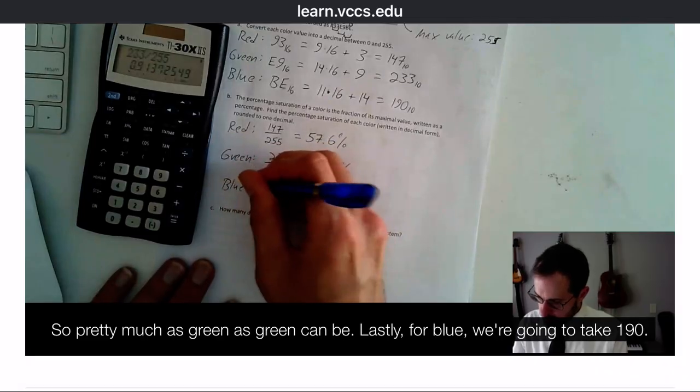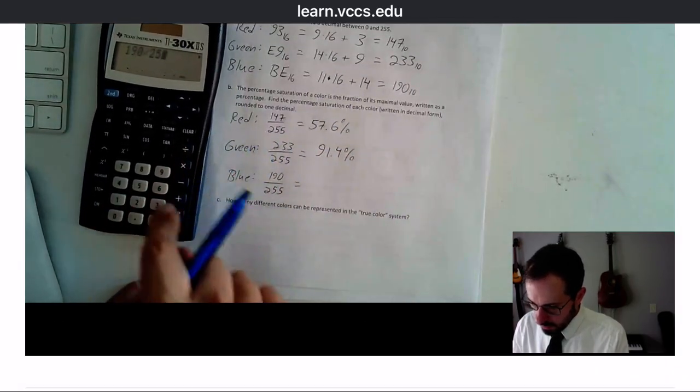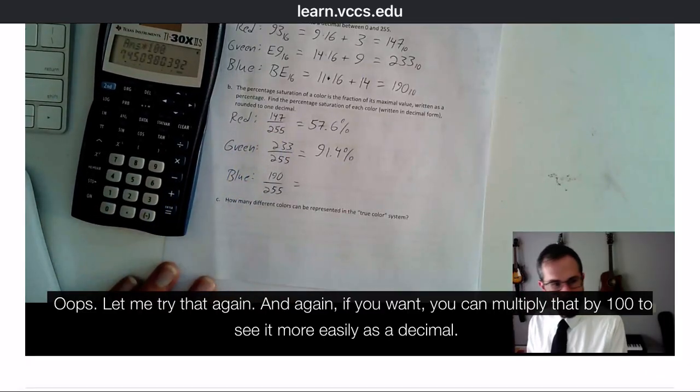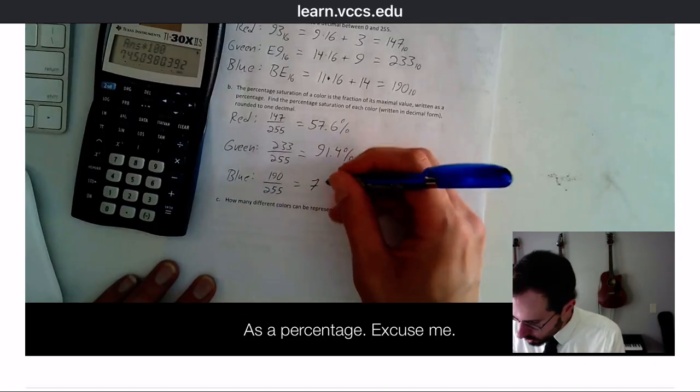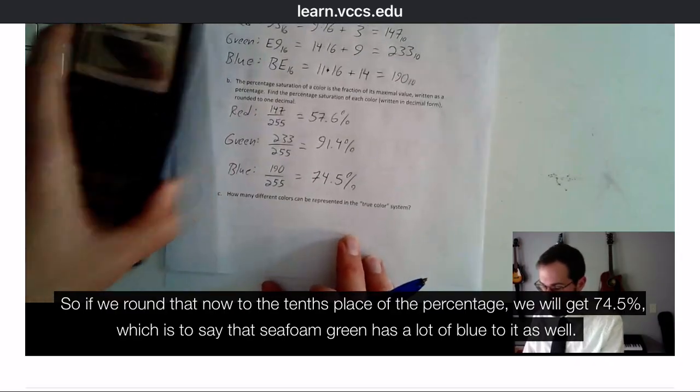Lastly, for blue, we're going to take 190, which we computed above, and divide that by its maximum possible saturation, which is 255. Let me try that again. There we go. And again, if you want, you can multiply that by 100 to see it more easily as a percentage. If we round that to the tenths place of the percentage, we get 74.5%, which is to say that seafoam green has a lot of blue to it as well.